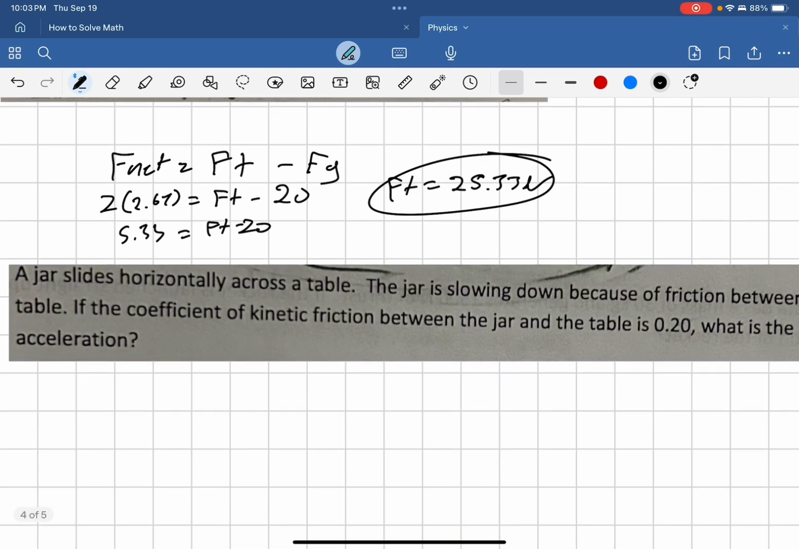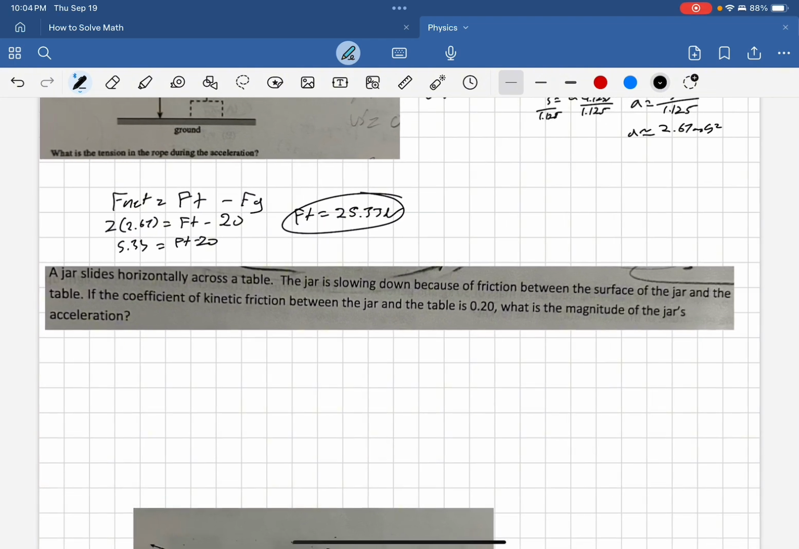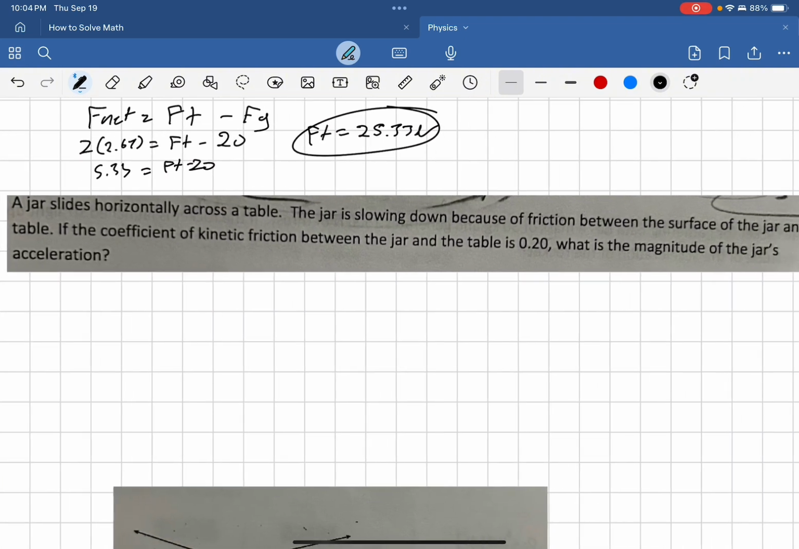A jar slides horizontally across the table. The jar is slowing down because of friction between the surface of the jar and the table. If the coefficient of kinetic friction between the jar and the table is 0.20, what is the magnitude of the jar's acceleration? Let's first draw a free body diagram. Actually, do I even need to draw a free body diagram? No.